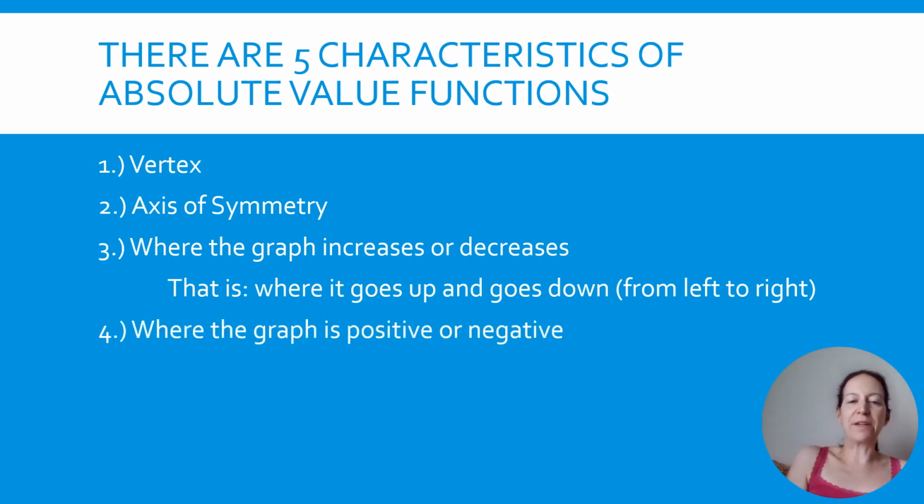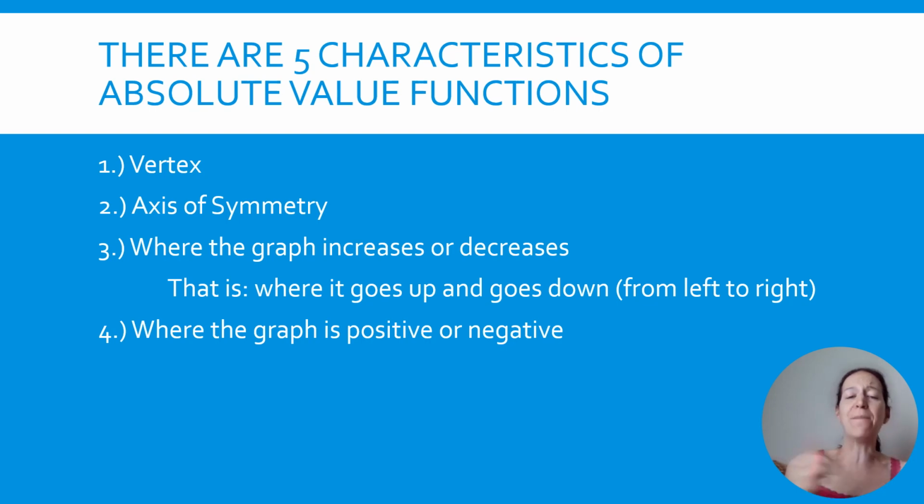Fourth is where the graph is positive or negative. And I would say, honestly, the biggest mistake students make with this is confusing 3 and 4, so increasing and decreasing with positive and negative. You can kind of see where those words might be related to each other. Increasing and positive, we think of as moving in the same direction. Decreasing and negative seem like they would be going together.